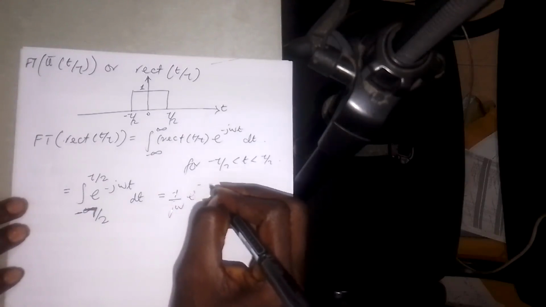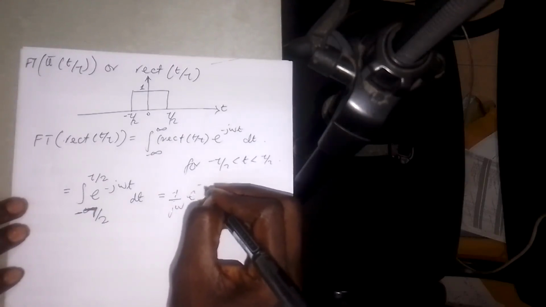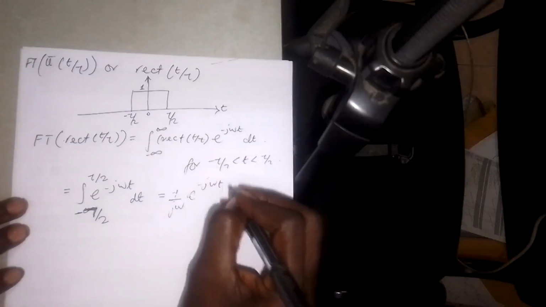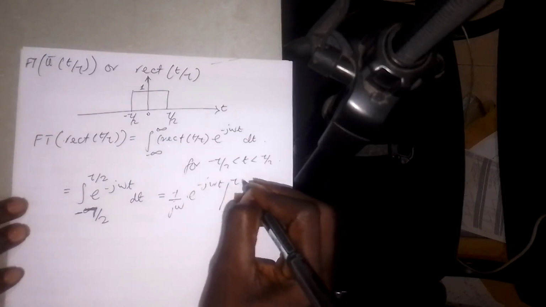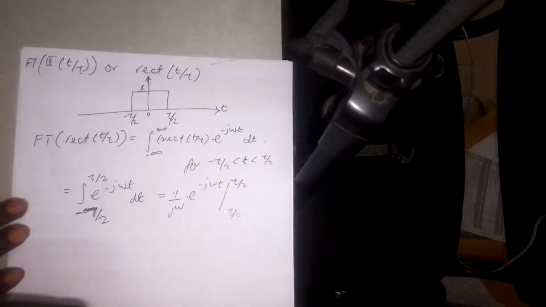E to the minus j omega t, with limits minus tau on 2 and then tau on 2. So now let's introduce our limits and then let's see what we get.